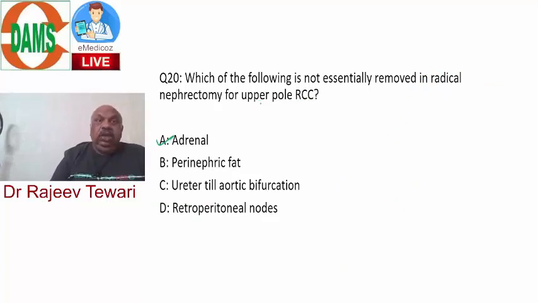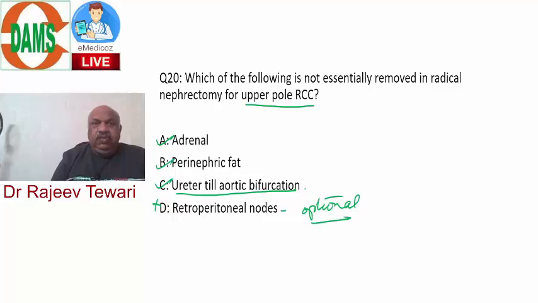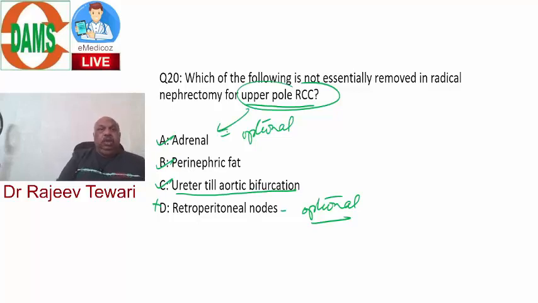So adrenal, yes. In this case, I'll remove it because it's upper pole RCC. Ureter, yes. Love and Bailey says the ureter should be removed as long as possible. Some books say till the bifurcation of aorta. The right answer is till the bifurcation of common iliac. That's the abdominal ureter. And perinephric fat. Retroperitoneal nodes again are optional. This is not mandatory. But in this case, it's upper pole RCC, so it should be removed. But nodes are not a mandatory step in renal cell cancer surgery.